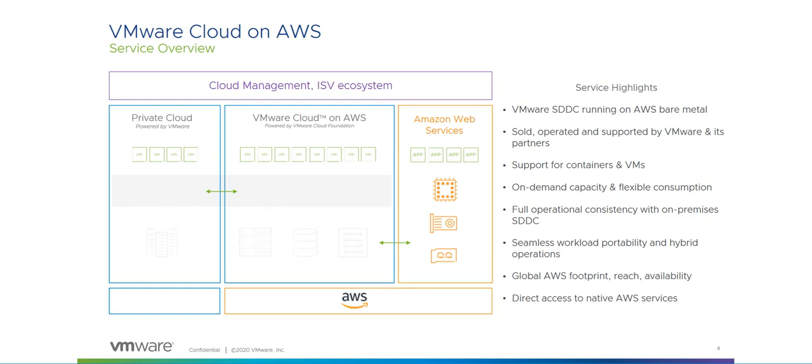So from end to end, you get the best of all worlds. You can connect and utilize your on-premises environment together with VMware Cloud on AWS through a single management environment. And you also get the benefit of being able to take advantage of AWS's native services, all within a single environment.